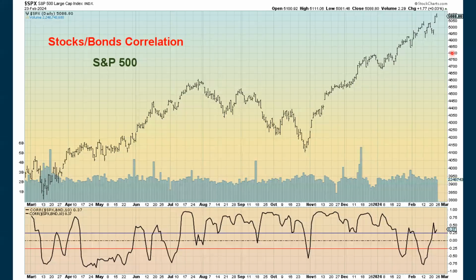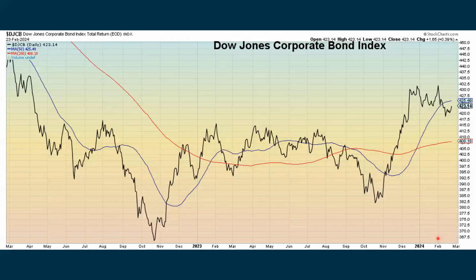We look at a correlation between stocks and bonds, where they're kind of just a little bit up from the neutral area right now. This blue line to red line, I consider that neutral. We are bouncing back up, so they're having a slight tendency to go in the same direction at the same time, but it's not a really strong relationship. We look at the corporate bond index, which has been falling back lately, but still in an uptrend.